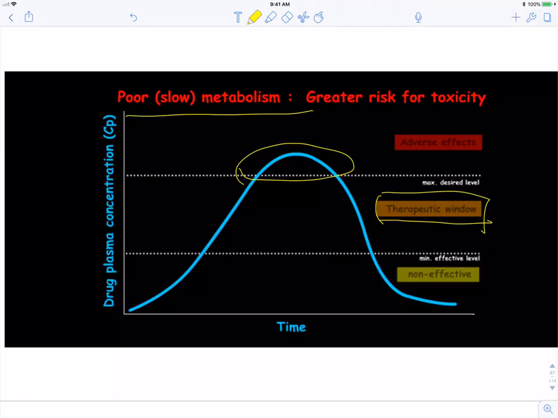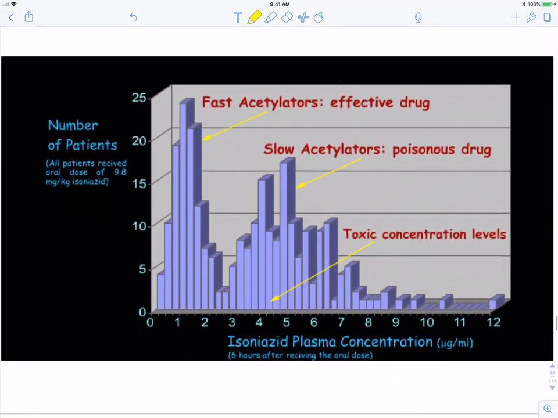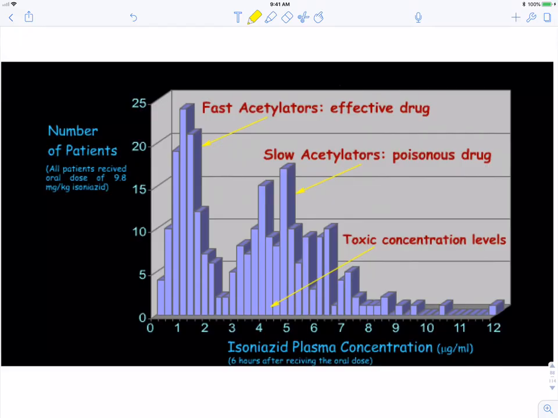So the drug is very effective in the population of fast acetylators, where the drug is effective, stays within the therapeutic window, and does not cause overreaction. And that's true for the vast majority of patients. However, slow acetylators can overshoot the toxic level of the drug in the plasma and therefore experience liver damage.